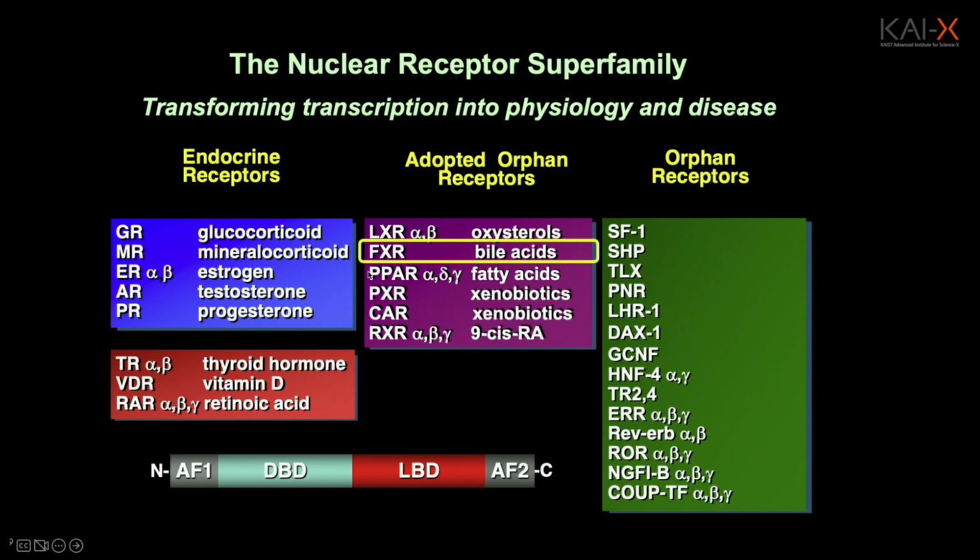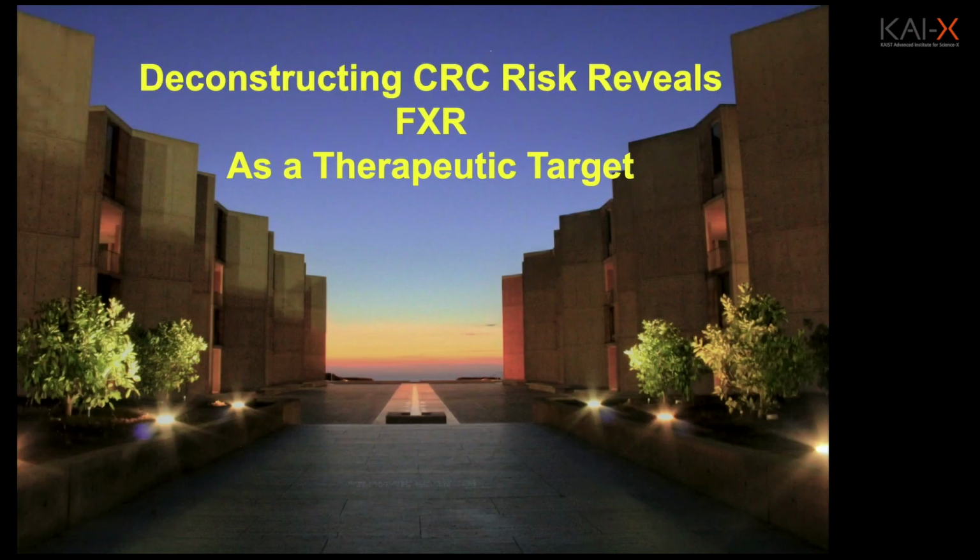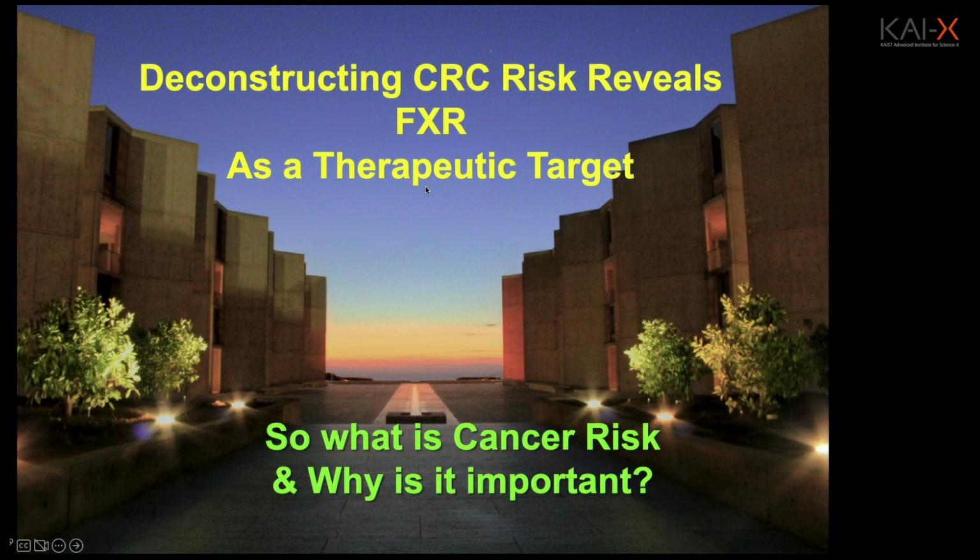I'm going to talk specifically about one called FXR, which is the bile acid receptor, and bile acids are basically a form of steroid that is produced in the liver, and it's collected in the gallbladder, and I'll show you a little bit about its properties in a moment. But now we have a superfamily here, and it's up to us to both deconstruct it and then to use these discoveries for new types of therapies. So this is deconstructing colon cancer risk, revealing FXR as a therapeutic target, and that's really the principal goal of this talk.